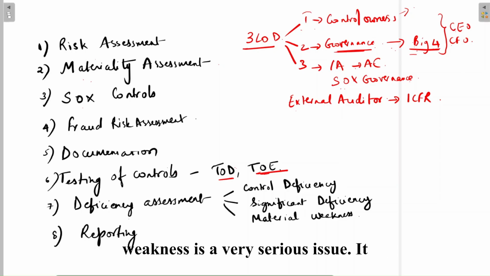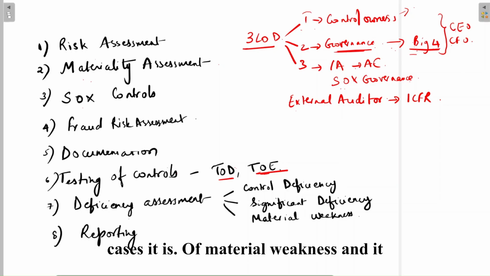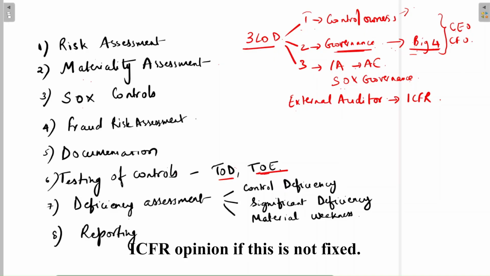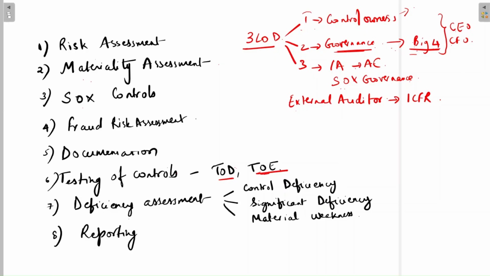Now, a material weakness is a very serious issue. It means that material errors could likely occur and impact the financial statements. For example, an error in revenue accounting, or if revenue was deliberately overstated. So in those cases, it is a material weakness and it has to be disclosed in public. So the external auditor will give an adverse ICFR opinion if this is not fixed.